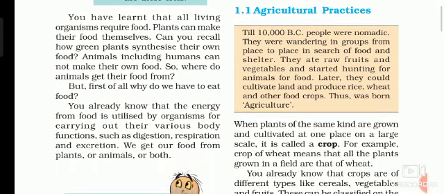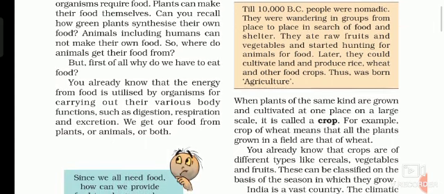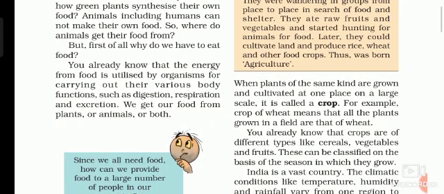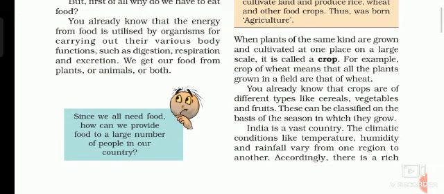You already know that the energy from food is utilized by organisms for carrying out their various body functions such as digestion, respiration and excretion. What does it mean to say that? To perform many functions like digestion, respiration and excretion, we need energy, and this energy requirement is fulfilled by the food that we eat. We get our food both from plants and animals.